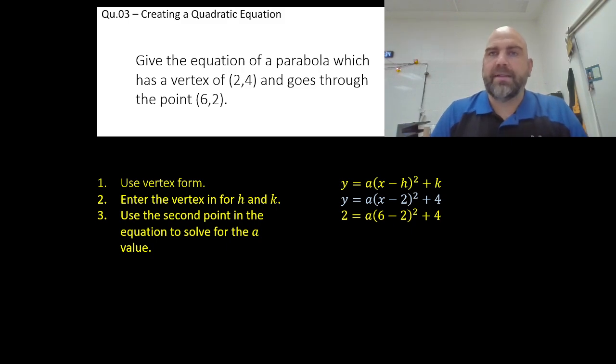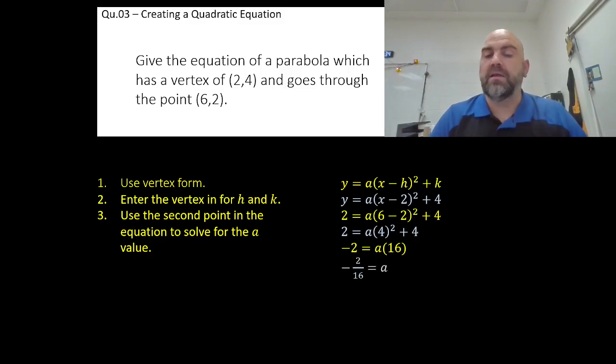Now at this point, we need to solve for a. Let's simplify as much as we can and solve for a. The 6 minus 2 inside brackets, we can solve for that. That's 4. I'm going to subtract 4 from both sides, and I'm also going to square the 4. Subtracting 4 from both sides gives us negative 2 on the left, and 4 squared gives us 16. The last step to getting a by itself is to divide both sides by 16, and we get that a is equal to negative 2 over 16. Let's simplify that to negative 1 over 8.